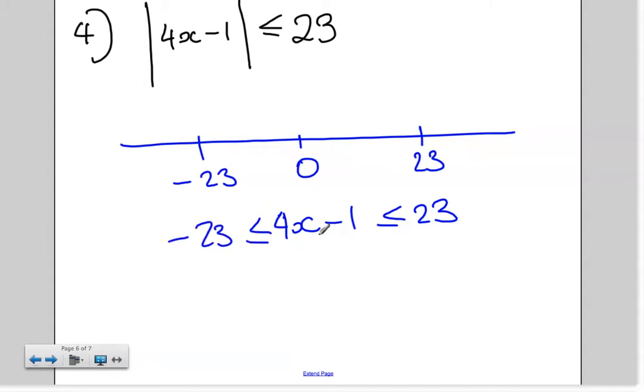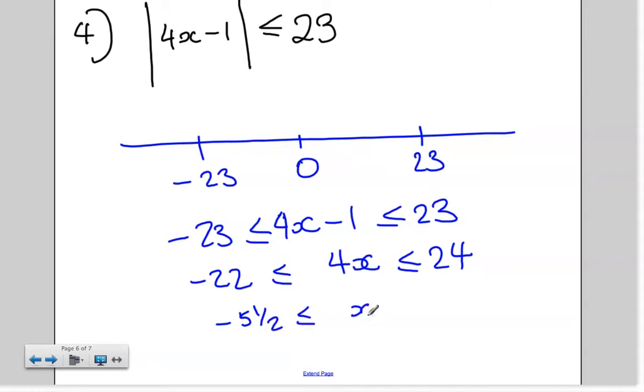And once again, we add 1 to everything, so add 1 to that gives us minus 22, add 1 to that gives us 4x, add 1 to that gives us 24. And then we're going to divide everything by 4, so half and half again, so 11 over 2, 5.5, less than or equal to x, less than or equal to 6.